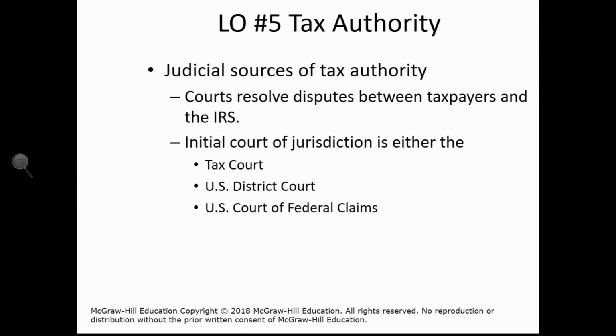Then there are the judicial sources of authority, where if there's a dispute or disagreement between what taxpayers feel they should owe the IRS and what the IRS feels they owe, then this is adjudicated and settled in the correct tax court of jurisdiction, and it'll be either the Tax Court, the U.S. District Court, or the U.S. Court of Federal Claims. That's a brief overview then of some of the highlights of Chapter 1.